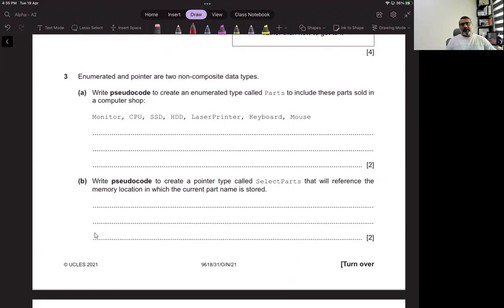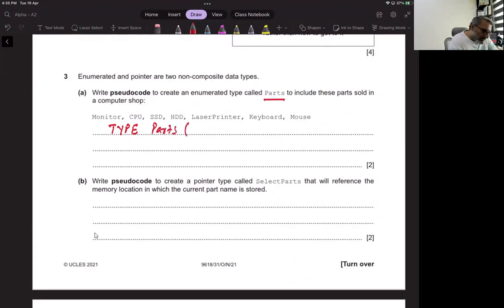Write pseudocode to create an enumerated type called parts to include these parts sold in a computer shop. So this is type parts. Enumeration means a list. List items do not have any type, remember. So we are not going to put them in double quotation or single quotation or hash or whatever, because list items do not have any type. List itself is a type. So the name is parts, type parts.